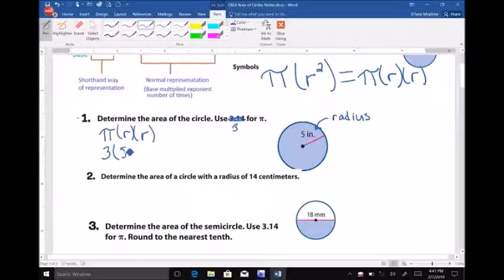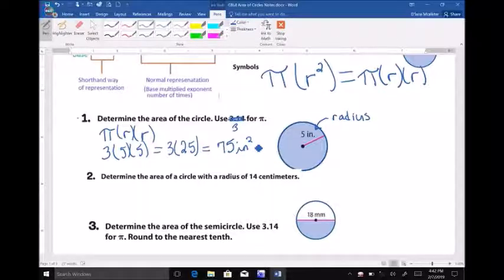So we're going to do 3 times 5 times 5. Now, I'm going to do 5 times 5 first. So we have 3 times 25. And we know that 3 times 25 is 75, and it's inches squared. We do say that it's inches squared because the area inside of a circle, it is two-dimensional.